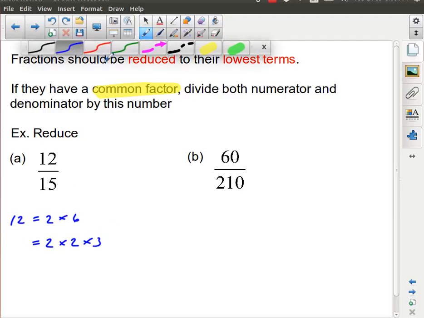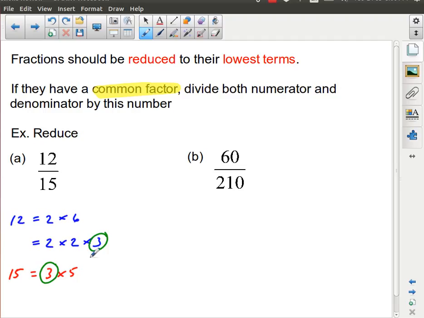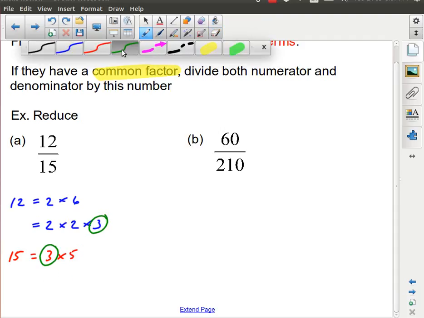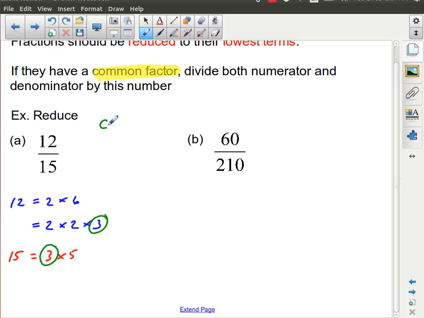What about the number 15? 15 is equal to 3 times 5. And now when it comes to common factors, that's literally what are the factors that these have in common. And you can see that they both have the number 3 in common. So our common factor is equal to 3. It's not looking very good because I'm at the bottom of the page. So we end up with, I'll write it up here, my common factor is equal to 3.